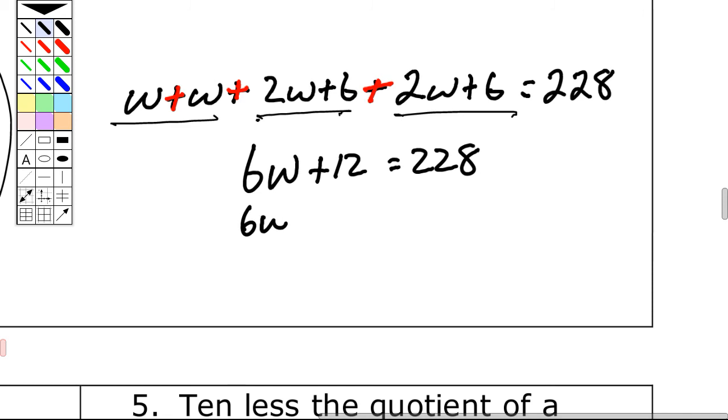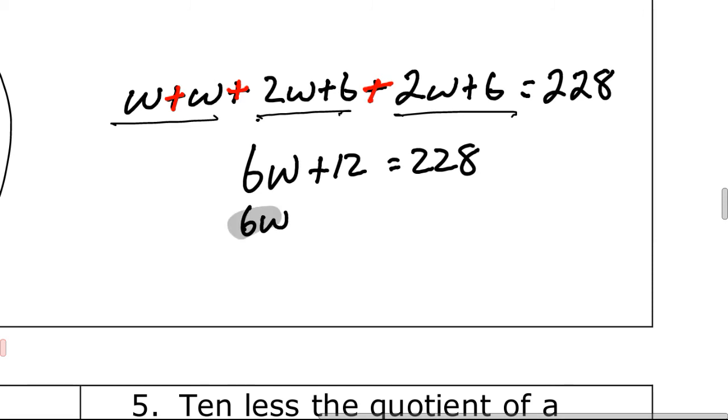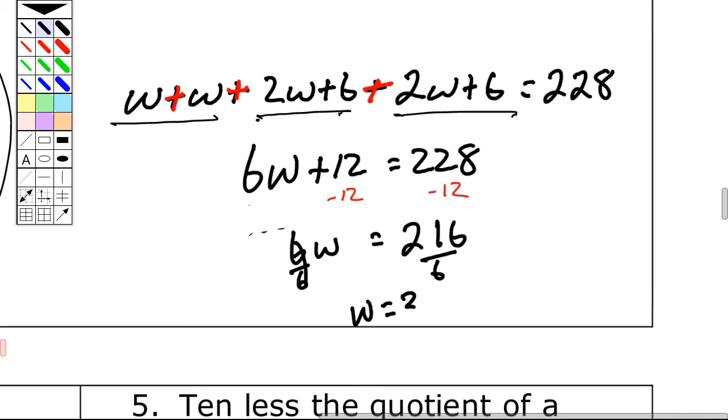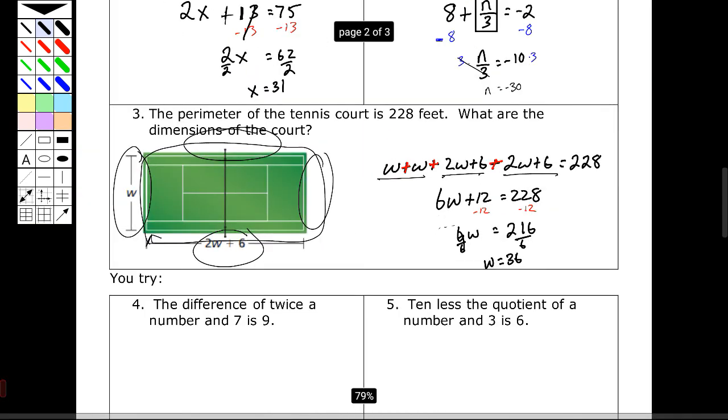So 6W, getting ahead of myself here. I need to subtract 12 from both sides. So I'm getting 6W is equal to, this is going to be 228 take away 12 is 216. And what's that? 216 divided by 6 makes W equal to 36. So the width of this would be 36 because W is 36.